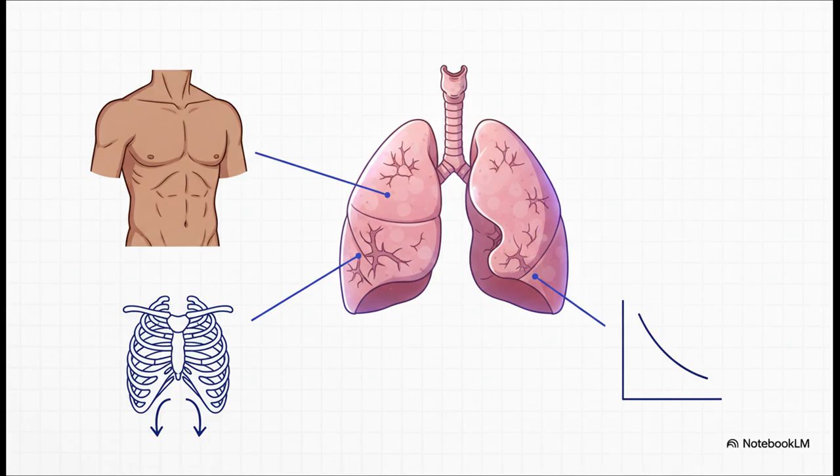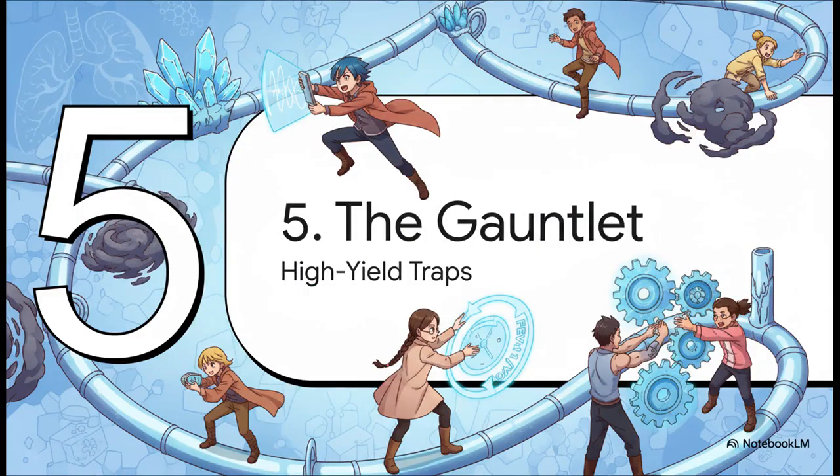The barrel chest, that's just the physical shape of lungs that have been hyperinflated for years. Hoover's sign? That's the diaphragm getting flattened by all that trapped air. So we expect an obstructive PFT, low FEV1/FVC, high residual volume. Diagnosis, COPD.